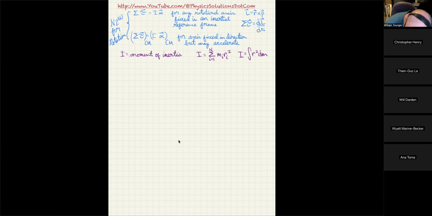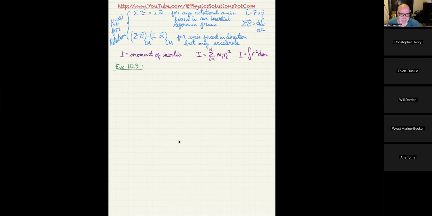Example 10.9 says: two weights on a bar, different axes, different I. Two small weights of mass 5.0 kilograms and 4.0 kilograms are mounted 4.0 meters apart on a light rod whose mass can be ignored, as shown in figure 10.20.